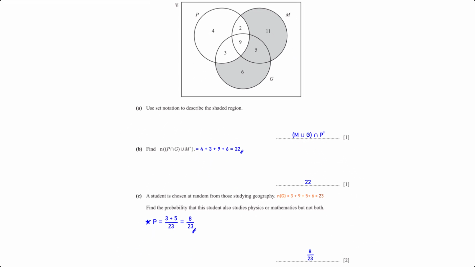A student is chosen at random from those studying geography. Find the probability that this student also studies physics or mathematics, but not both. This probability is equal to the number of students who study geography and physics, or geography and mathematics, which is 3 plus 5, divided by the number of students who study geography, which is 23. This gives us 8/23.